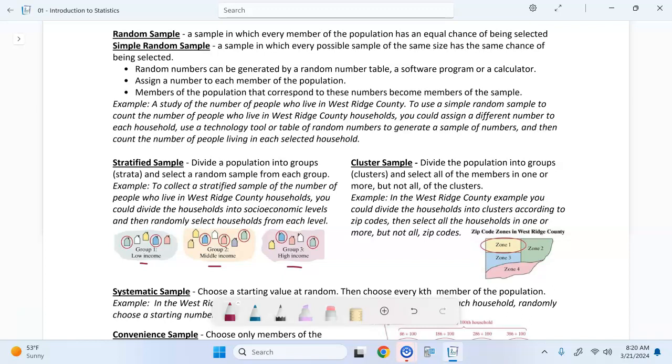Cluster samples break them into groups based off of a location, and then they just select everyone in that one group. All right? So with a stratified, we're picking people from every single group. In a cluster, we break everyone up, and then we just pick one. Okay? And so a lot of times with geological, it works well because we say, okay, we got a good mix of our population here, and here, and here, and here. Okay, let's just take this zone, and we'll include that in our sample.